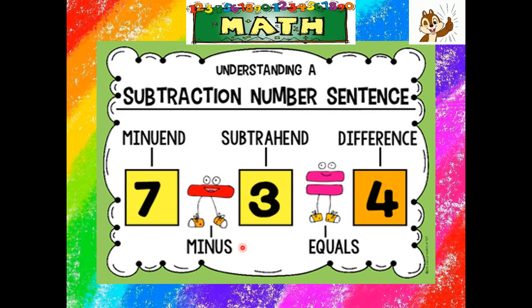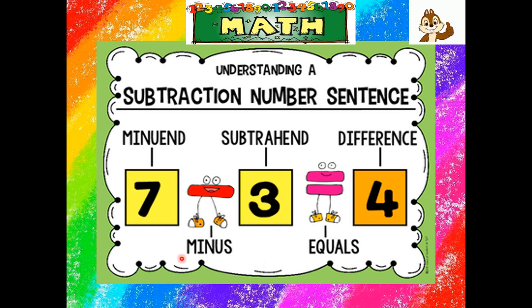Now we have the next number, which is number 3. This is the subtrahend. The subtrahend is the second number in the subtraction sentence, which is subtracted from the minuend. So this number 3 here will be subtracted from 7.